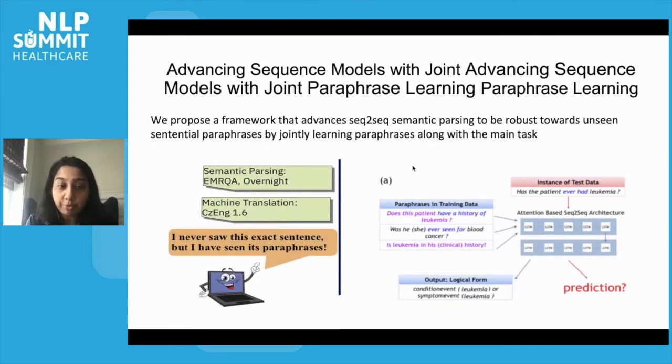So that is the framework that we propose, which is we use an attention-based seq-to-seq architecture, as seen in this example. Your training data may have seen these three questions, whereas the test data would never see these forms. It would only see a different form or a paraphrase of these questions, and the expected output is a logical form that looks like this. And that is what we want to see for not only the emrQA dataset. We show that the method that we propose works well not only for other semantic parsing datasets like overnight. We also tried it for a machine translation problem from Czech to English, and this method performs reasonably well.